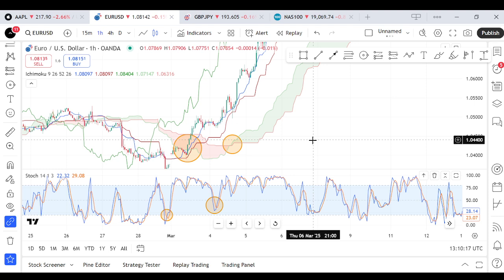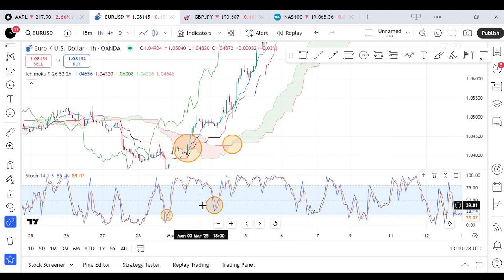Also, you should confirm that this happens in the oversold zone. For a buy trade, this crossover should happen in the oversold zone, which is below 20. So we can't go with this one, rather go with this one happening right here.